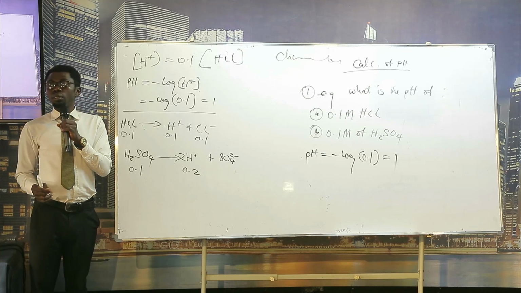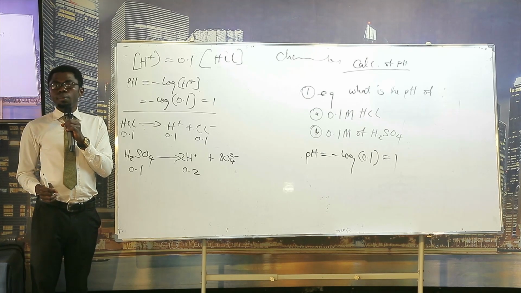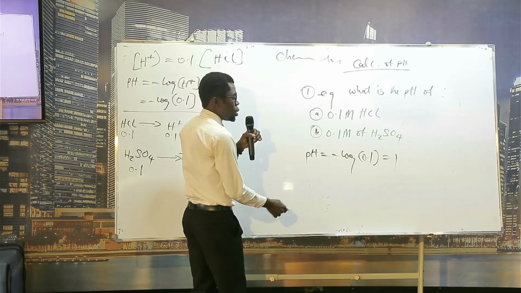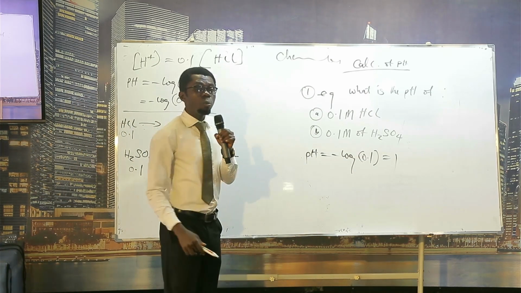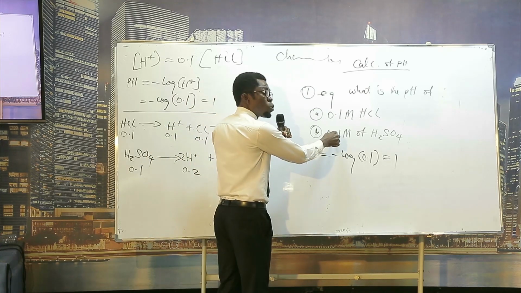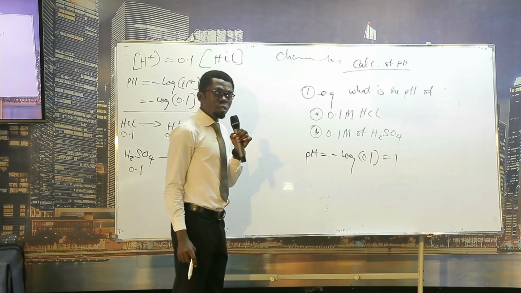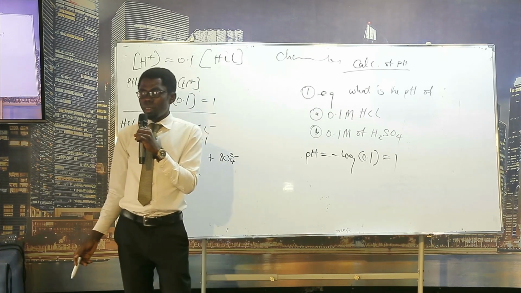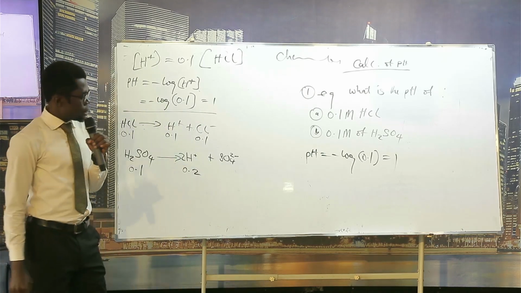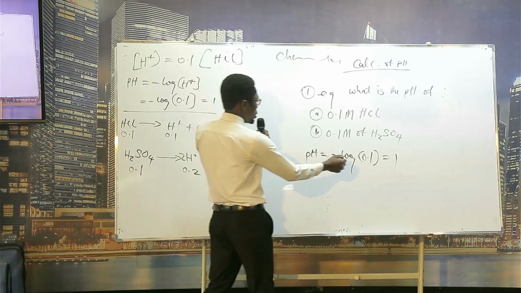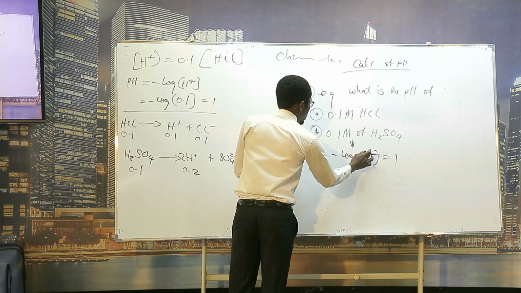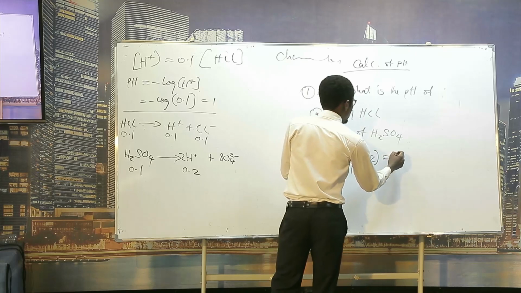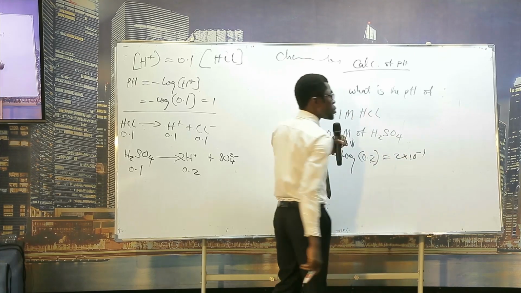I hope you understand. So for me to calculate pH, what should I put here? 0.2. Even when I have 0.1 here. That's what I mean. So can you give me the answer? You brought 2. For this one, we don't put what? Which will give us 2 times 10 raised to the power minus 1.